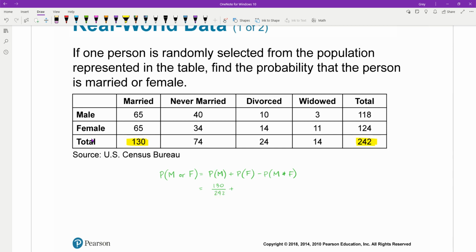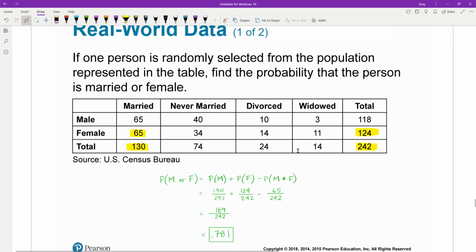So 130 over 242. How many are females? Well, how many total females do I have? I have 124. So that's 124 out of 242. And then how many are married and female? Married and female would be 65. So this last number is 65 over 242, which equals 189 over 242. And as a decimal is 0.781. We usually don't put decimals fewer than 3 places because if you were to write it as a percent, that takes the percent out to the tenths place.